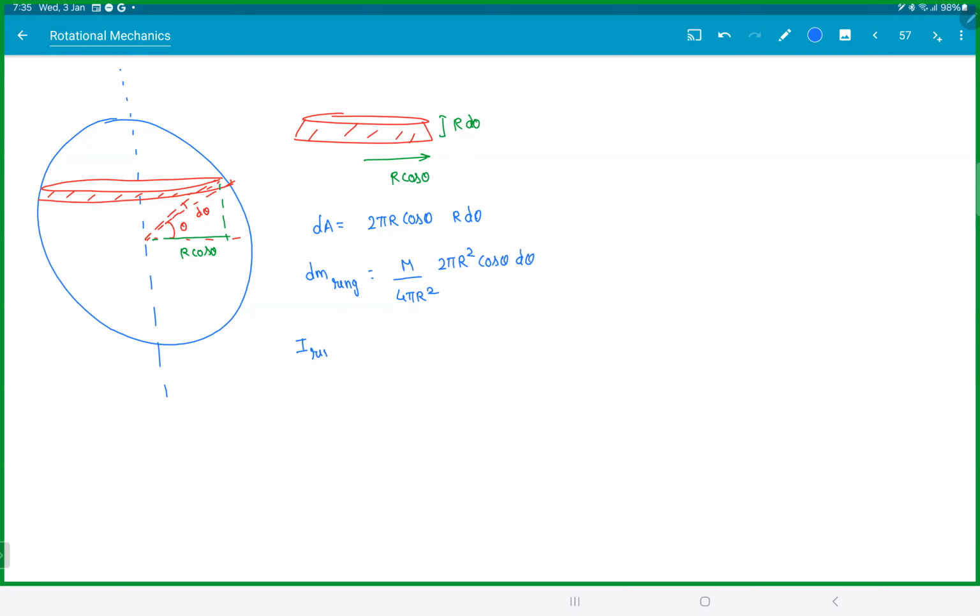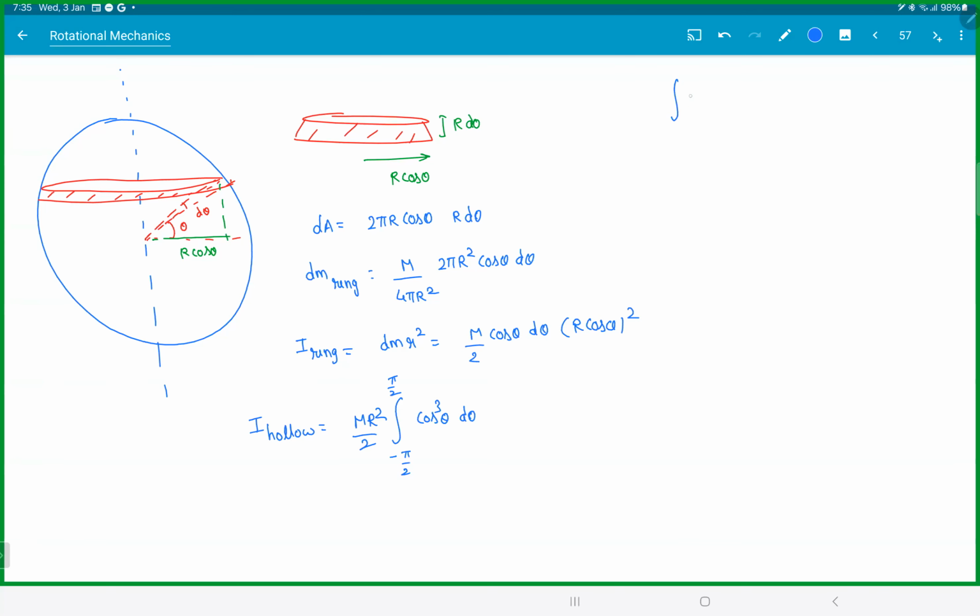So I of this ring will be dm radius square, the ring's moment of inertia. That will be m by 2 cos theta d theta, and the radius will be r cos theta, whole square. So I of the hollow sphere would be m r square by 2 integral cos cube theta d theta. Limits will go from minus 90 to plus 90. How to integrate this, cos cube theta?